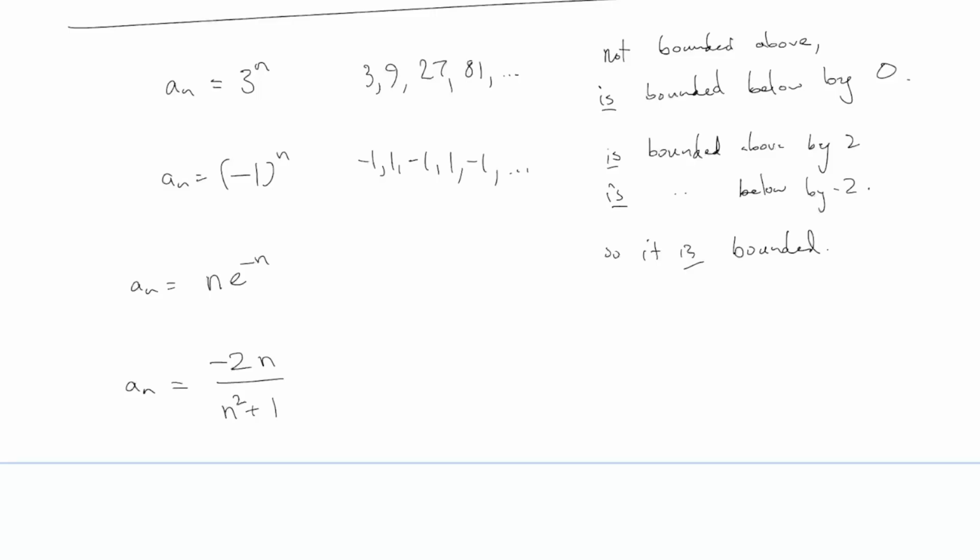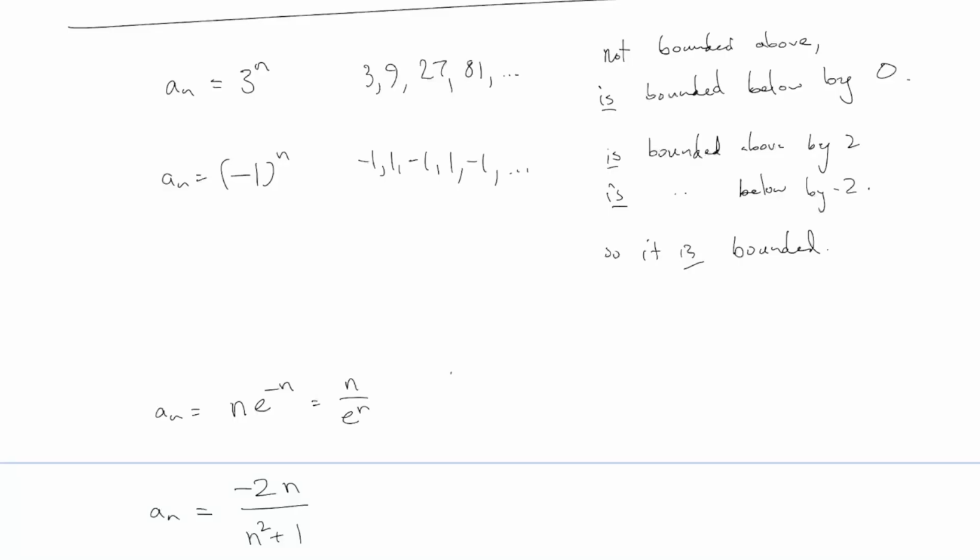It is bounded. Okay, the next one, n e to the minus n. So the last two here are slightly more complicated. I hope everybody remembers e to the minus n is the same as 1 over e to the n. So you could also write it this way if you like. If you were to write out a few terms, it'd be 1 over e, whatever that is, and then 2 over e squared, and then 3 over e to the 3, etc.